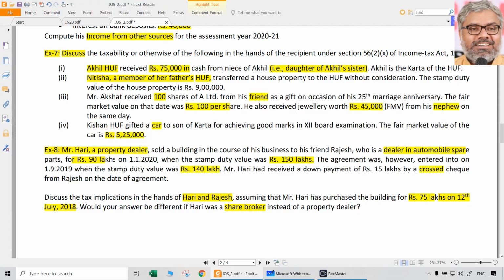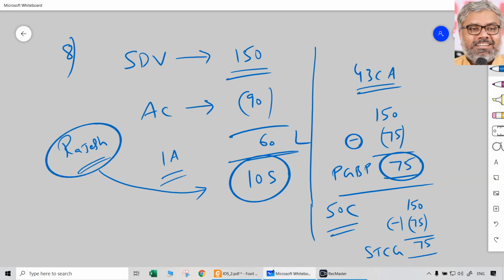Why short-term capital gain? Because he purchased it on 12th July 2018 and sold it on 1/1/2020. So 18 to 19, 19 to 20 means within 24 months he has sold it, right? Which means short-term capital gain of 75 lakhs will be there for Hari if he is not a property dealer. So 75 lakhs is guaranteed, whether it is PGBP or short-term capital gain.